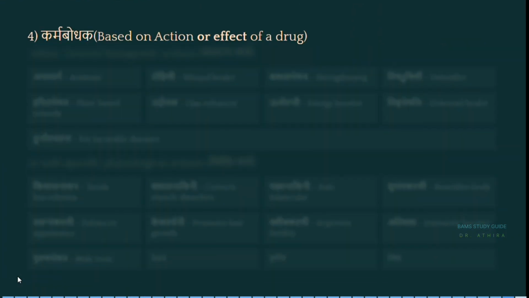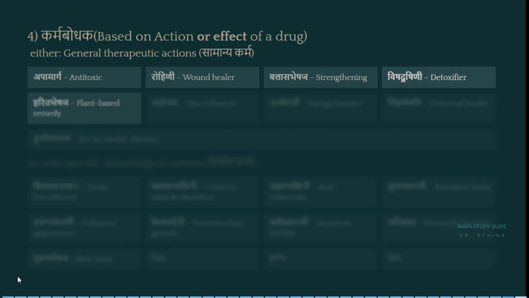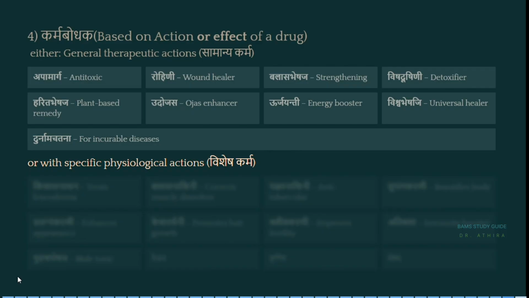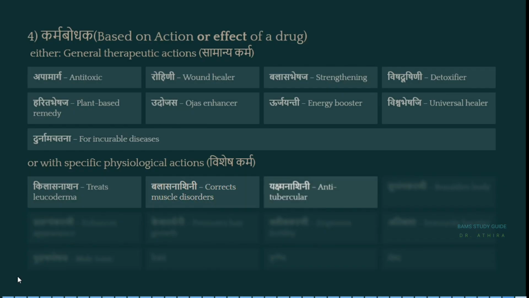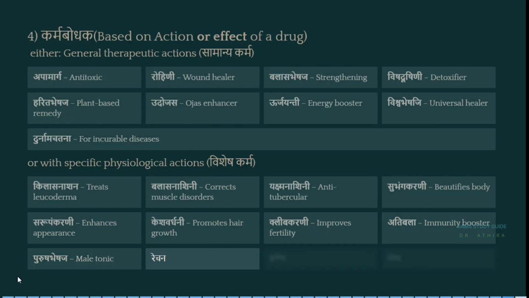Classification of plants based on their action is known as Karma Bodhaka classification. This includes general therapeutic actions like Apamarga for detoxification, Rohini for wound healing, and Urjayanti for boosting energy. Some are known for enhancing strength and immunity like Balasa Bheshaja and Atibala. There are also specific physiological actions such as Kilasa Nashana for skin disorders, Yakshma Nashini for respiratory conditions, and Keshavardhani for promoting hair growth. Other actions include Rechana, Krimikna, and Methya, showing the wide range of effects these plants can have on the body.